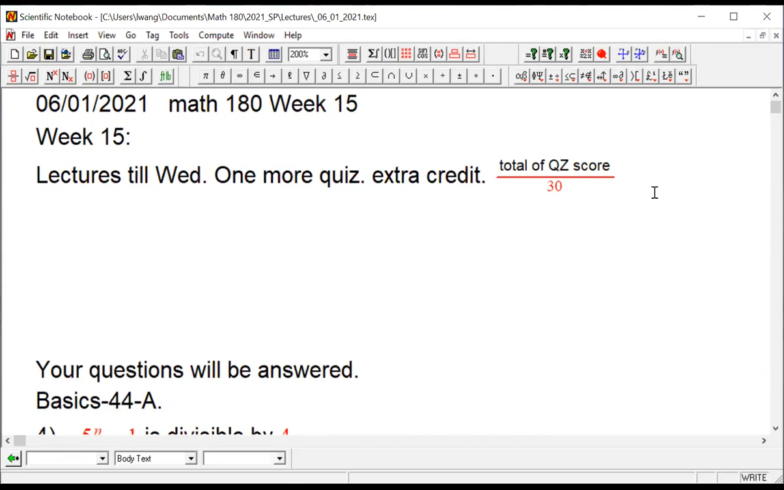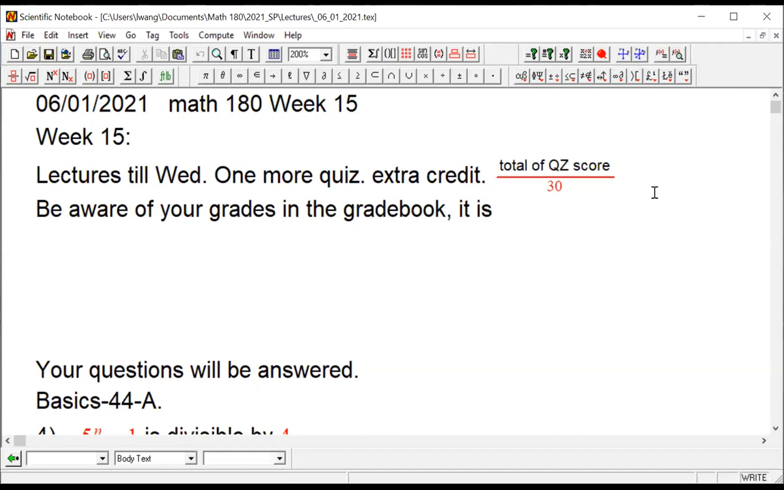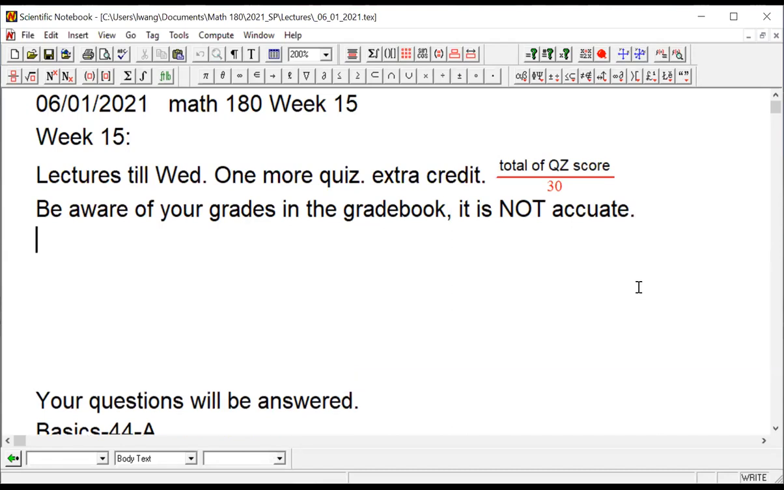Now, be aware of your grades in the grade book. Okay, it is not accurate. I'm sorry to tell you that, and I'm going to explain to you why it is not accurate. If you never missed a quiz, then your overall score is closer to what it should be.